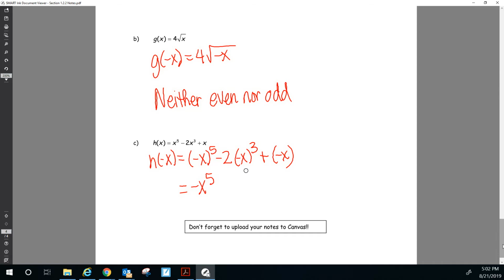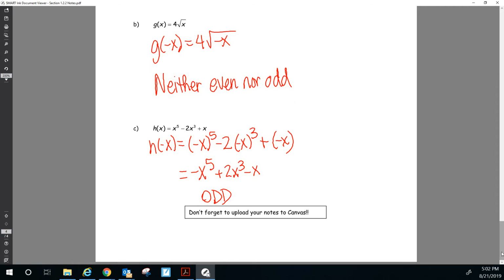Here I've got 3 negatives. 3 negatives will end up being negative x cubed times negative 2 would be positive 2x cubed. And this positive times negative is going to be negative x. Is this guy exactly the opposite of h of x? Are those signs flipped for every term? So here's a positive becomes negative. Check. Negative becomes positive. Check. Positive becomes negative. Check. All terms change signs. So it is odd, which means it's symmetric about what? Hopefully you're saying the origin, Ms. Harris. So that is even, odd, or neither.